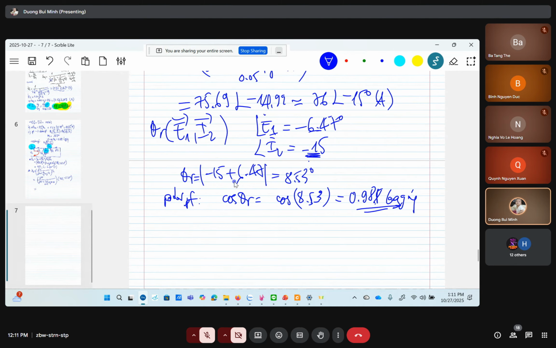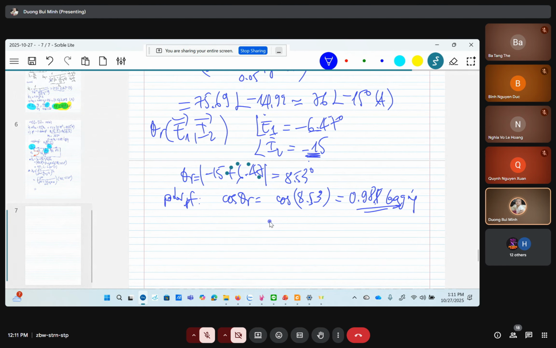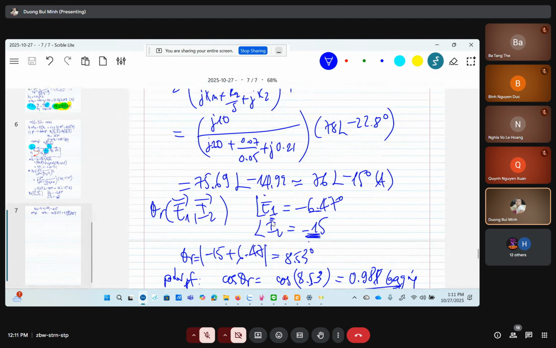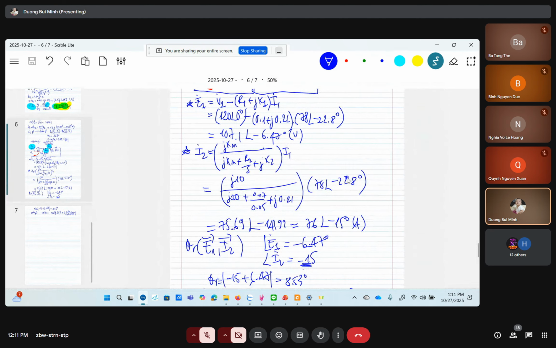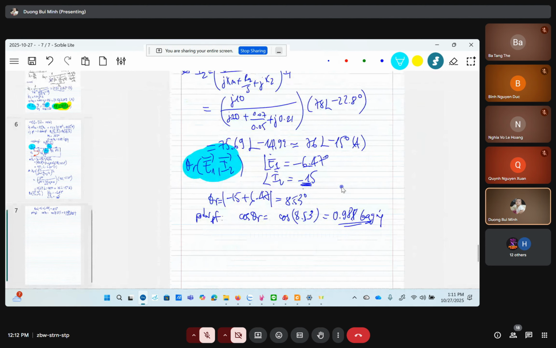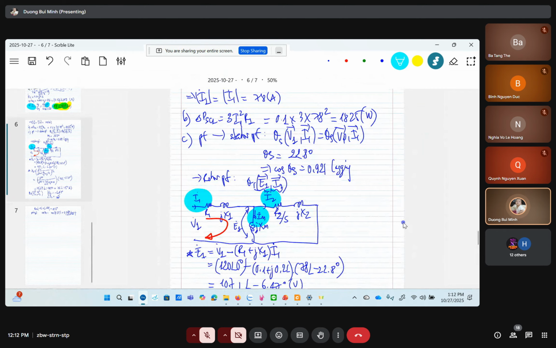So we finish how to calculate the rotor power factor, and you get 0.988, and we also get the stator power factor, which is 0.91.